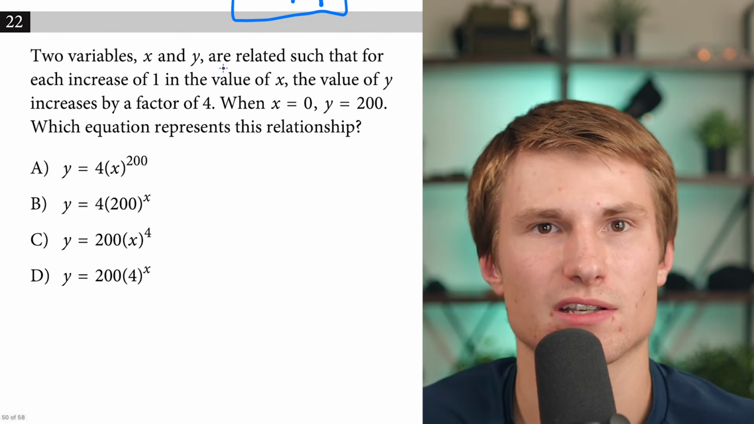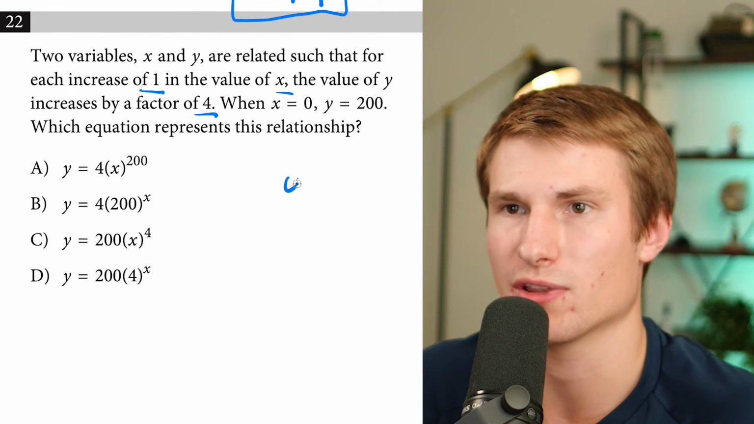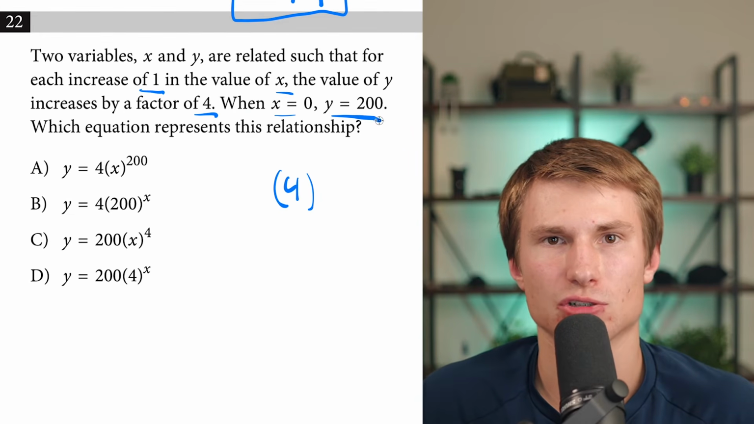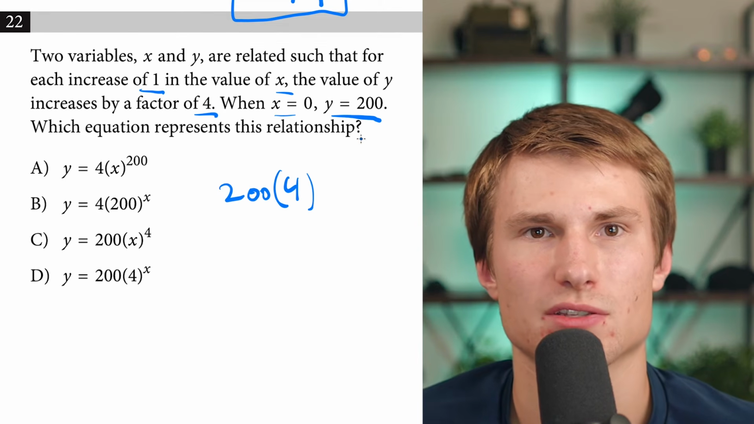We've got 2 variables, x and y, that are related such that for each increase of 1 in the value of x, the value of y increases by a factor of 4. So we're dealing with exponential growth with a growth factor of 4. When x is 0, which gives us our initial value, y is 200. Which equation represents this relationship?